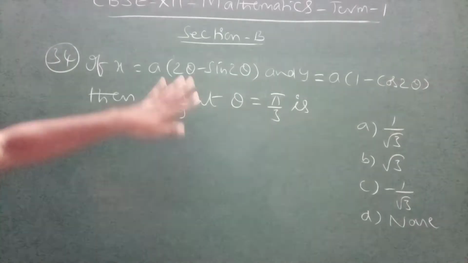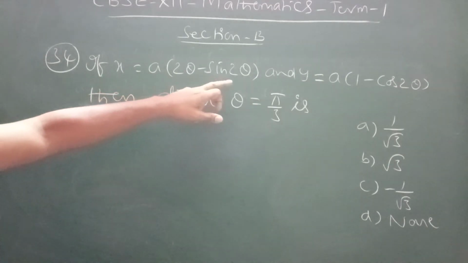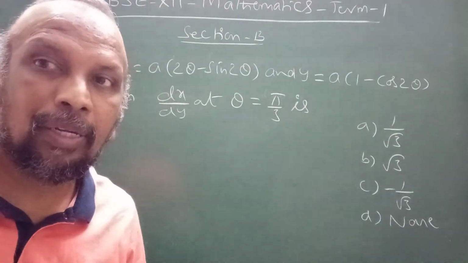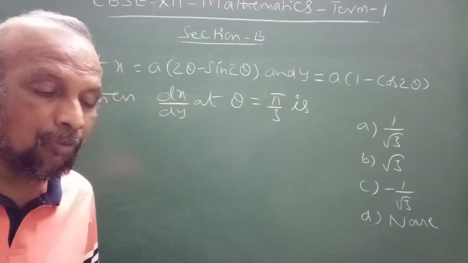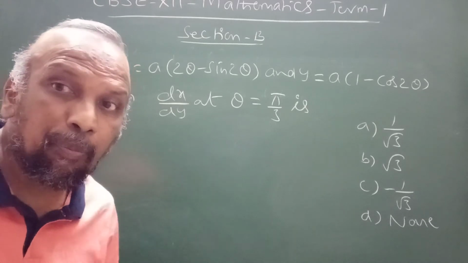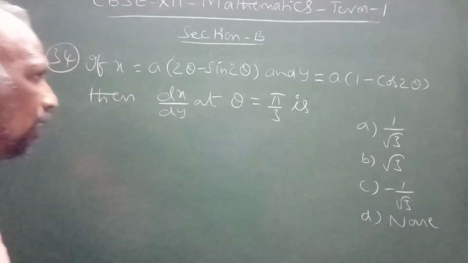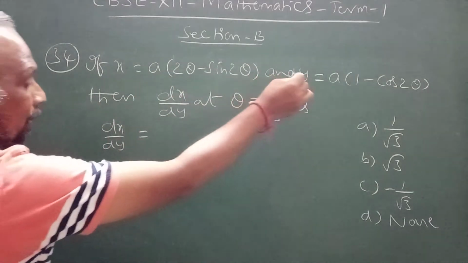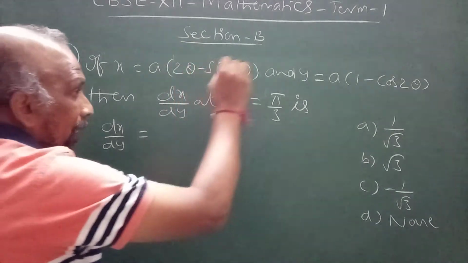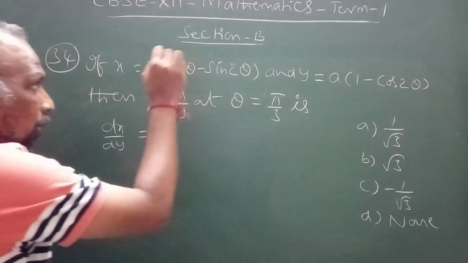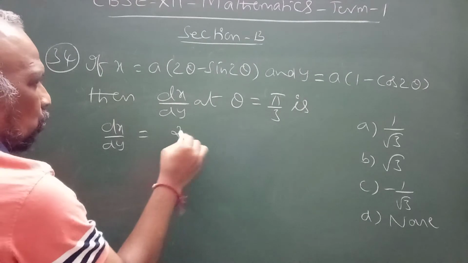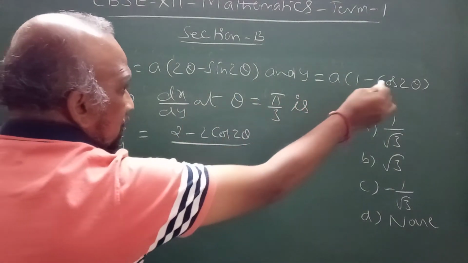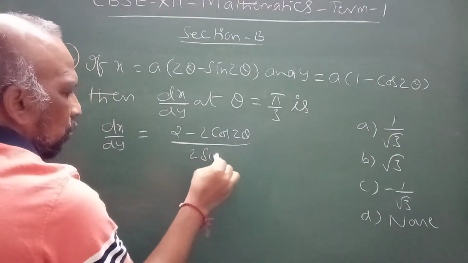We are asking here x equal to a into (2 theta minus sin 2 theta), y equal to a into (1 minus cos 2 theta), then dx by dy. Be careful. Generally we always think about dy by dx, but they asked here dx by dy. So dx by dy means I can write dx by d theta divided by dy by d theta. Derivative of this by derivative of this with respect to theta. The a I can cancel. This becomes 2 minus 2 cos 2 theta, and the derivative of 1 is 0, so this becomes 2 sin 2 theta.